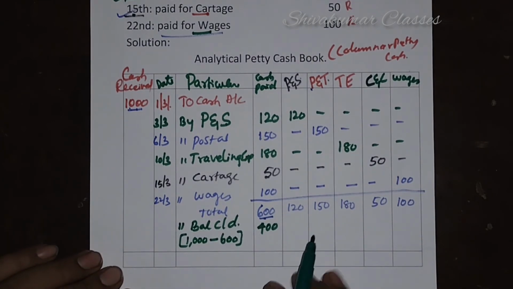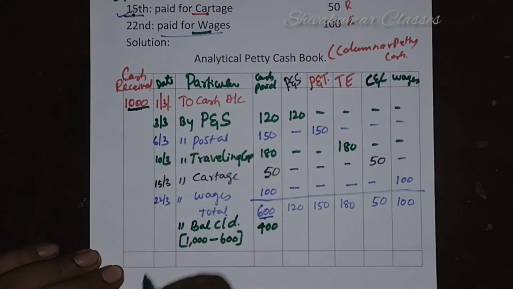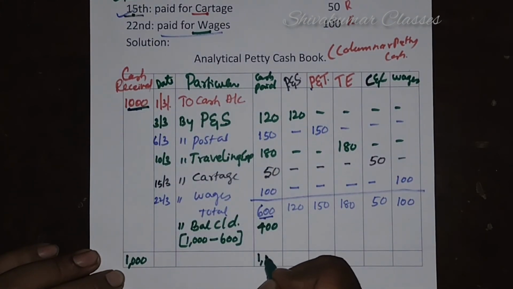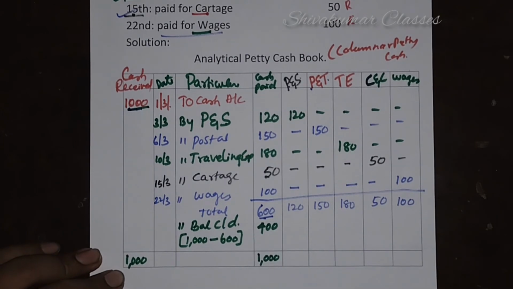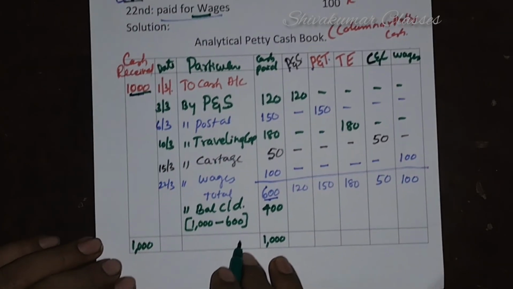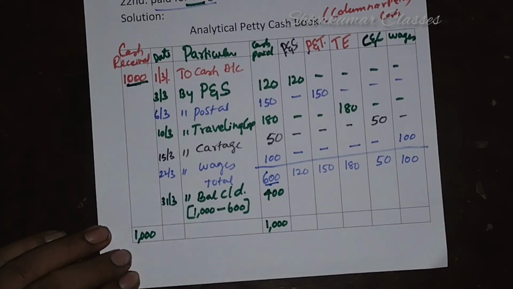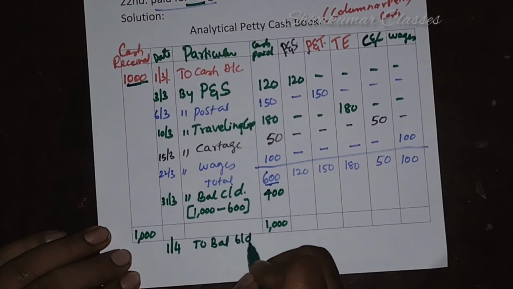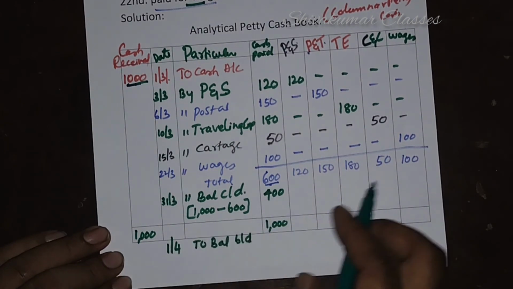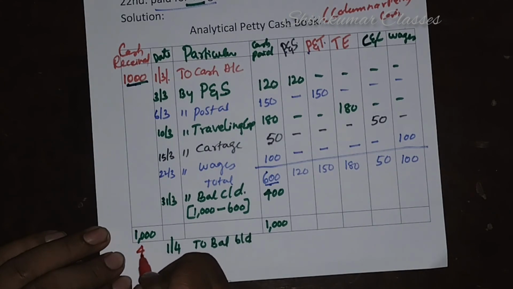Now we shall make a total of both sides. On the left hand side we have 1000 rupees, and on the right hand side we also bring the same total, 1000 rupees. Now, for the date 31st March, and then in the next month on 1st April, you should write 'to balance brought down'. What is the cash available in our hand? It is 400 rupees. That is the balance brought down.